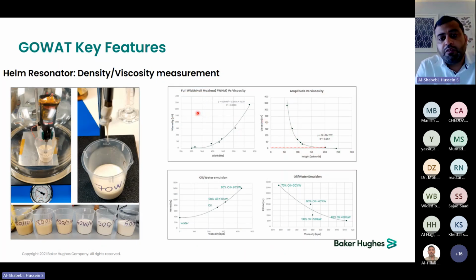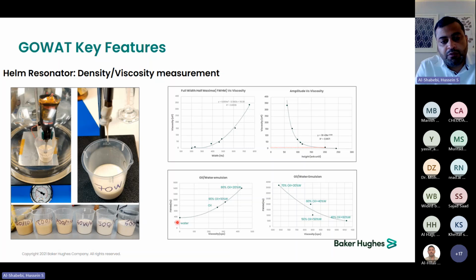The other application of the piezo helm resonator, as I mentioned, is the emulsion. This work is still in progress. As I told you, the GoWatt tool is still under field trials. What we are trying to do here is convert the emulsion content to holdup measurements.